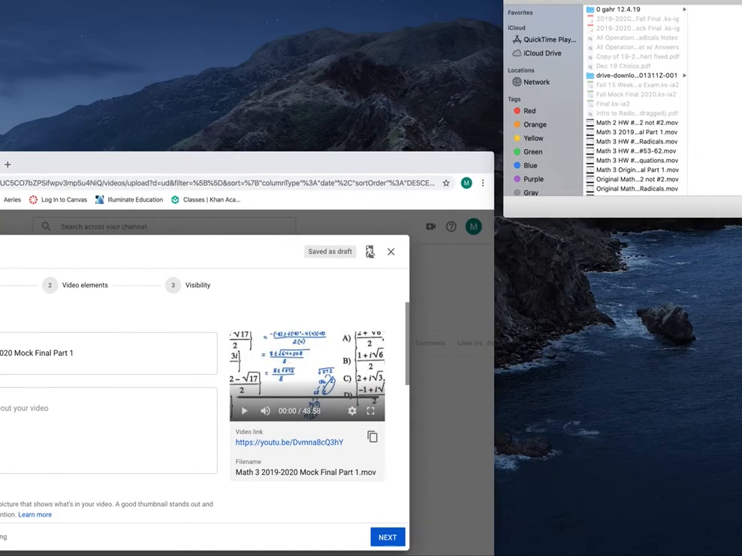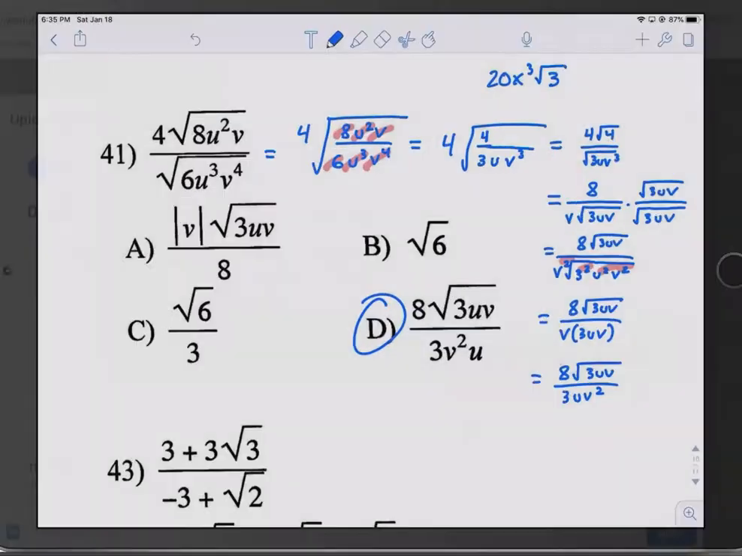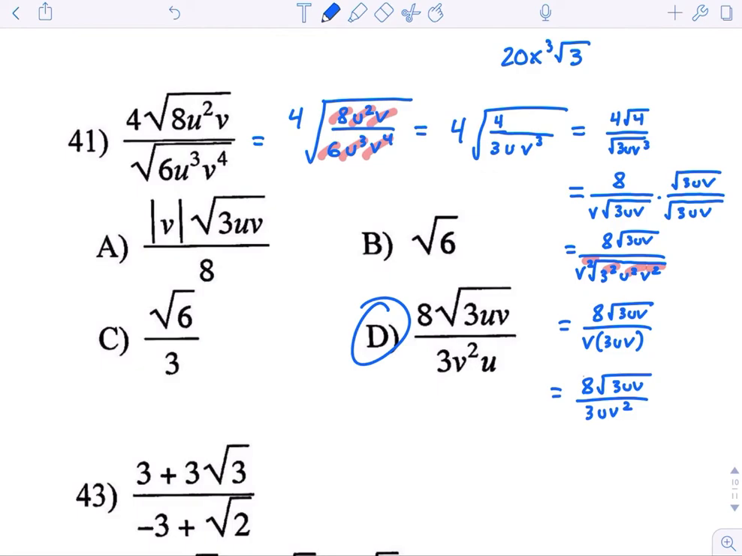And let's look how the other one's going. It finished processing. So that means I could put that up. Yay. Alright, but we're almost done here.